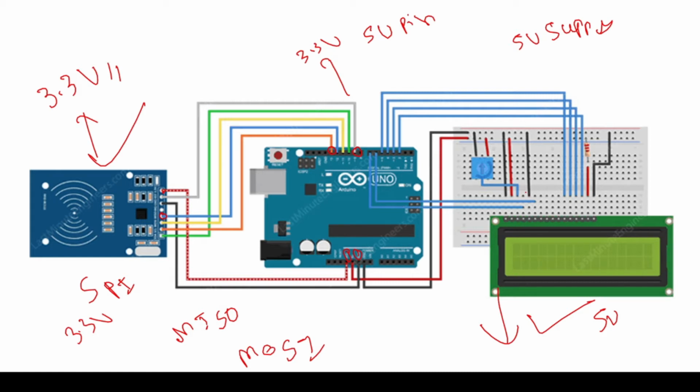Okay, and then there is a V0 for adjusting the brightness of the LCD. So for the V0 we are providing the supply through a potentiometer here. Okay, so by varying the potentiometer we can vary the brightness of the display, right?